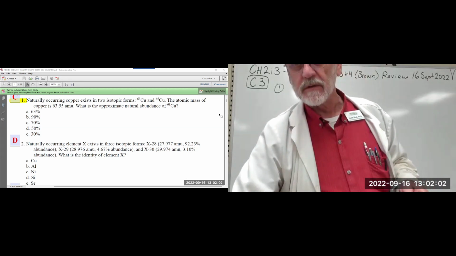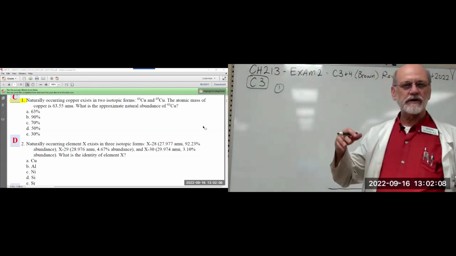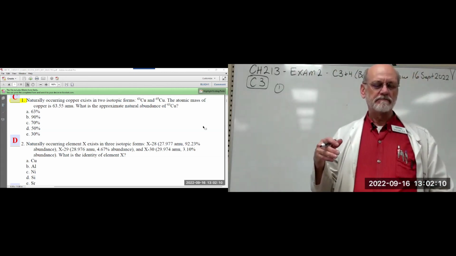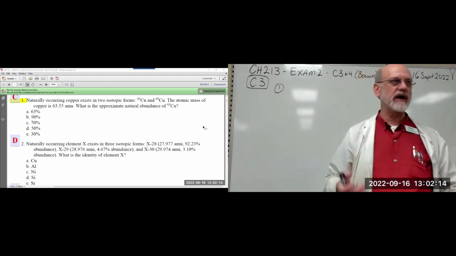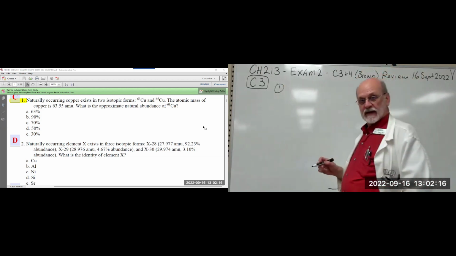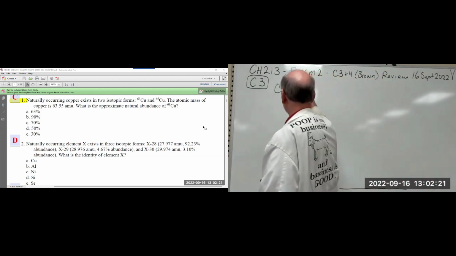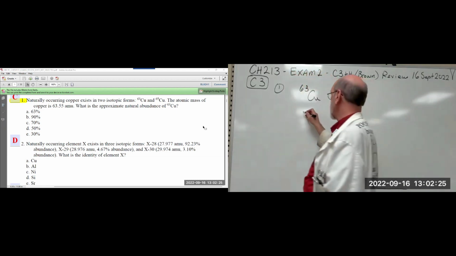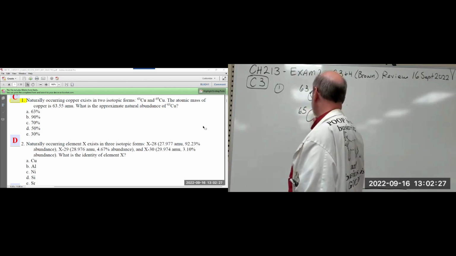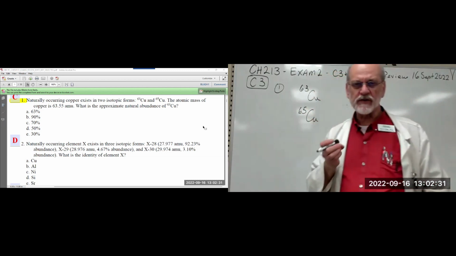This first one is an example of determining the weighted average of a combination of naturally occurring isotopes. And we're working with copper. Copper 63 and copper 65. Now there could be other isotopes, but I assume that they're minor.